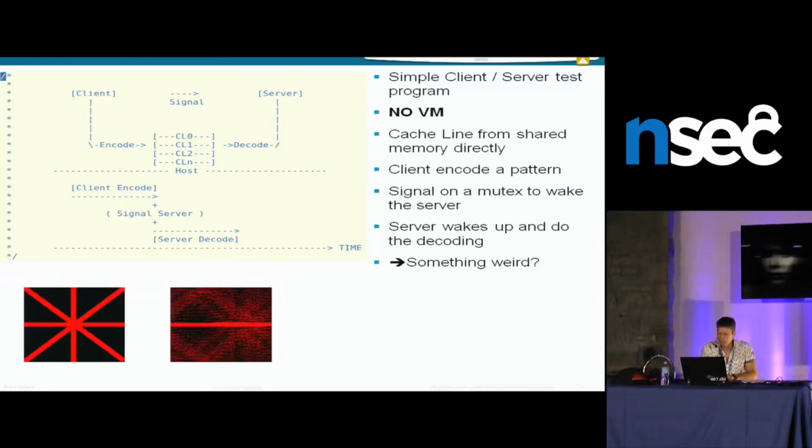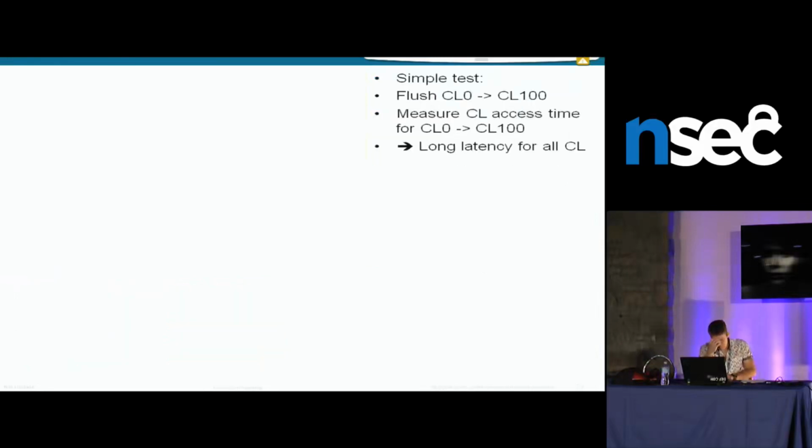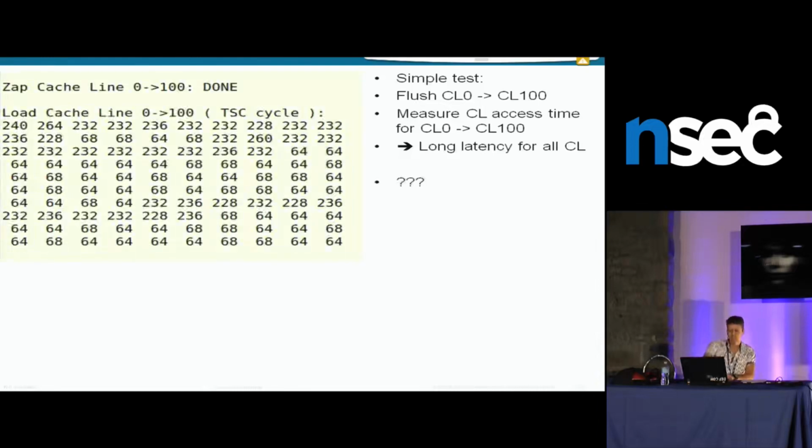There is something weird going on. So I had to take a step back, and I wrote a simple test program that flushes all the cache lines from, let's say, 0 to 100, and I read them back and measure the latency. I'm expecting a long latency for all the cache lines. And now you see the result.